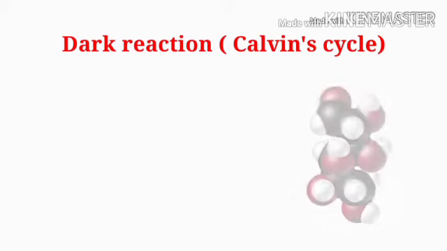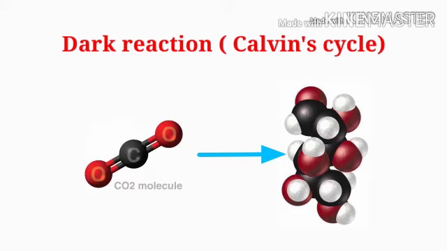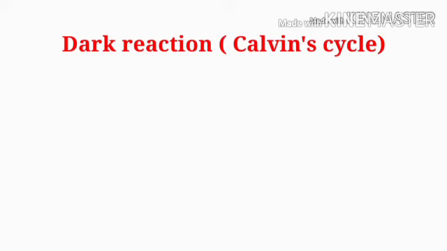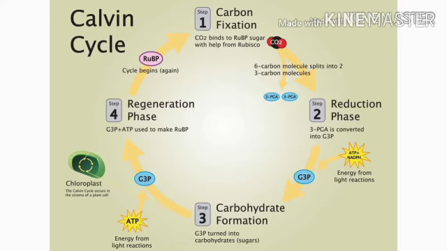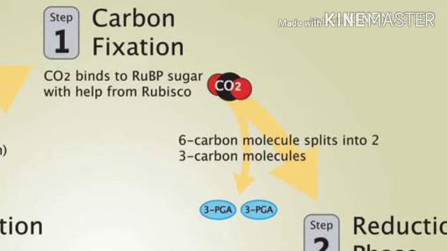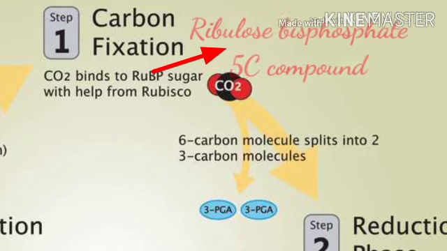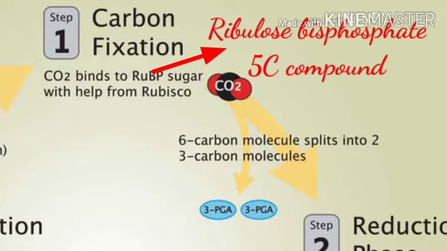Now we are going to produce glucose from carbon dioxide using the byproducts from the light reaction. The Calvin cycle occurs in four major steps: first, carboxylation, reduction, carbohydrate formation, regeneration. Carboxylation. From the name carboxylation, we come to know that carbon dioxide is added. Now the question: carbon dioxide is added to what? The primary acceptor of carbon dioxide is RuBP, ribulose bisphosphate. It is a 5-carbon compound.